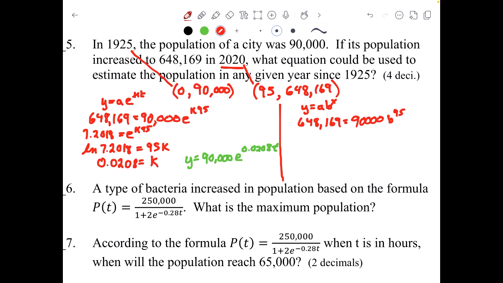Taking the 648,169 and dividing by the 90,000, that gives me a value of 7.2018 again. And this time that's equal to b to the 95th power. Now I need to take the 95th root of that number. When I do that, I get 1.021 is equal to b. And so my final equation becomes y is equal to 90,000 times 1.021 to the t power.